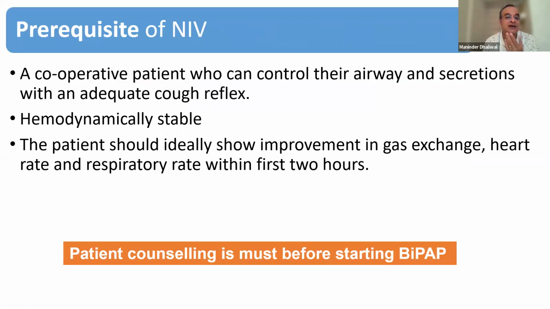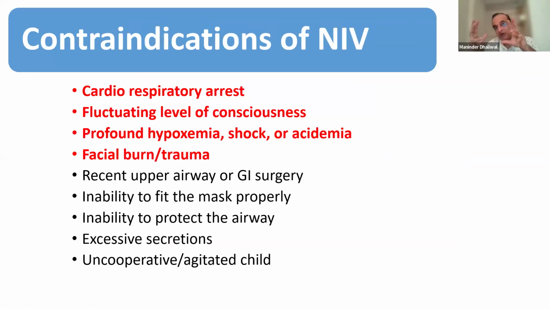The prerequisites of NIV are that the patient should be conscious, hemodynamically stable, and able to maintain the airway. You don't want to put it on a child who is not able to maintain the airway and will aspirate his secretions. Patient counseling beforehand is very important, because once you give CPAP, the patient will not like it. You need to hold the mask, stay with the child for 15 to 20 minutes, and counsel him: it's okay, air is coming. After 15 minutes, he will like that air.